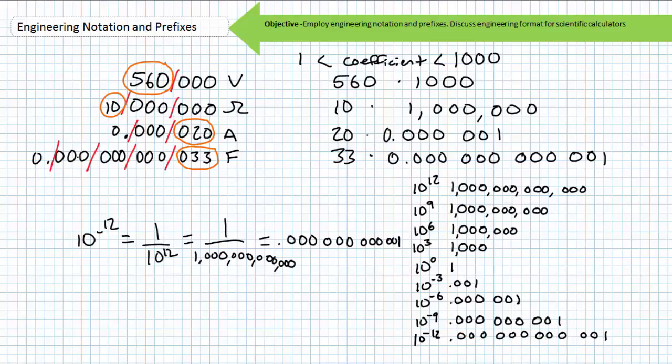Finally, 10 to the negative 12th is 1 over 10, where 10 is raised to the 12th power. 10 to the 12th power is 1 trillion. So 10 to the negative 12th is a trillionth, or 0.000000000001. If you want to think of this in a different manner, 10 to the negative 12th means we shift the decimal point 12 places.